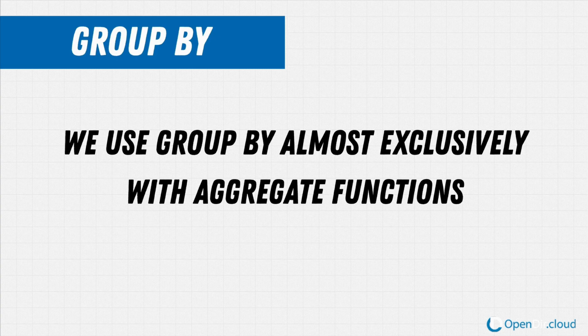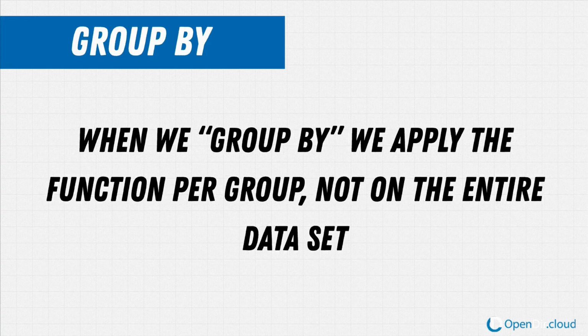Now, why? Because when we get a group of data, we often want to know something about that group. And that something we want to know is most likely a count, a sum, a min, a max. Whatever the case is, you wanted to know the highest salary in that group, you wanted to know the amount of employees in that group. There's many questions you can ask here. When we group by, we apply the function per group. This is very important conceptually to remember. When we group by, we apply the function per group, not the entire data set.